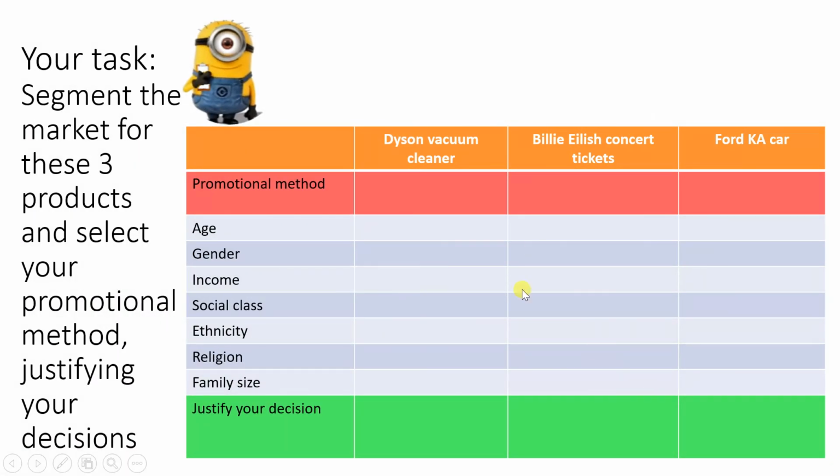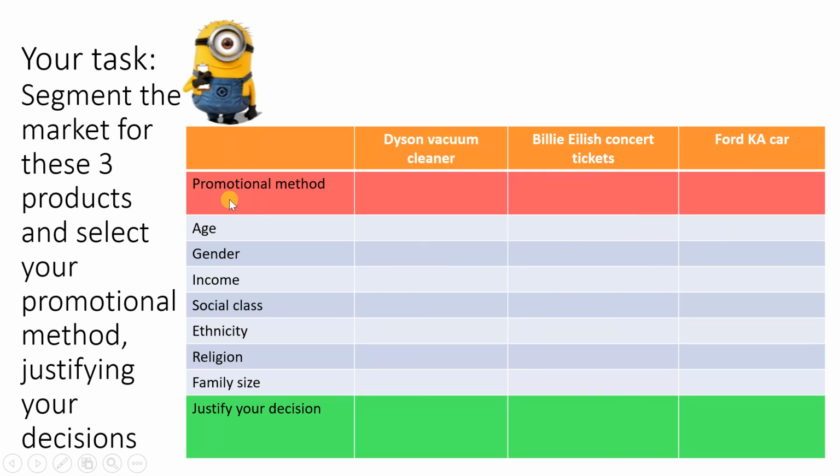Your final task is to segment the market for these 3 products and select your promotional method and justify your decisions. So I've chosen 3 products. If you really can't get your head around them, then you can change the products, but I've chosen these because they will come up with very different segments.